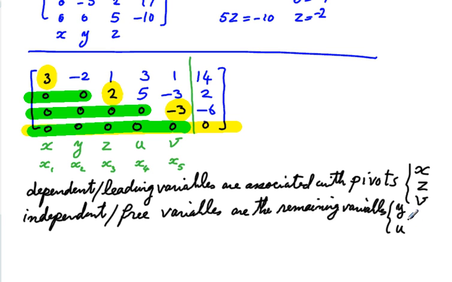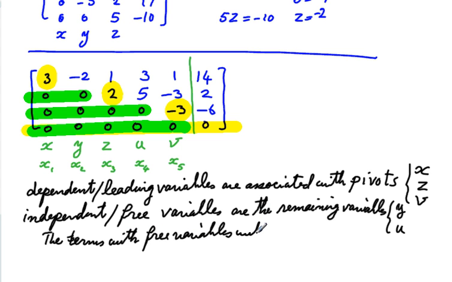Now, to see what we are going to do next, it's a little bit more instructive if I write x, y, z, u, v and rearrange this matrix. What we are going to do is that the terms that include the free variables are going to be moved to the right side of the equation.